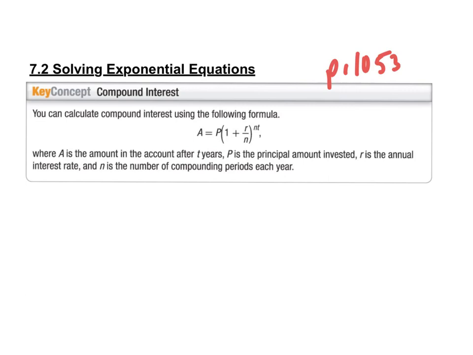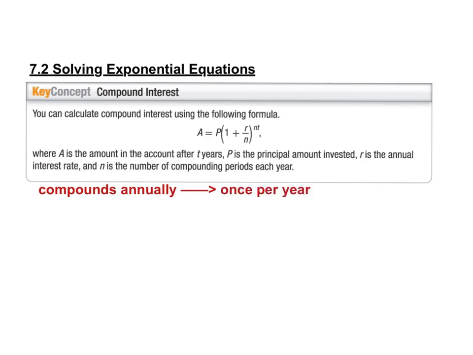So in order for us to do this, we have to understand the different types of compounding periods that you will face and know what they mean. So first of all, if something compounds annually, right? How many times a year do you think that would calculate? Once a year, okay? That's what annually means. Compounds annually means it will be done once a year.